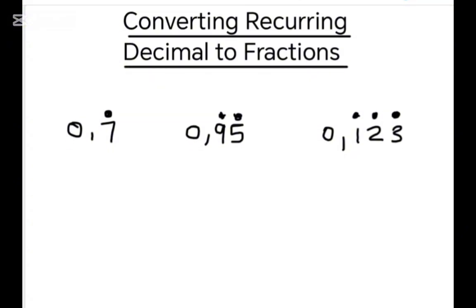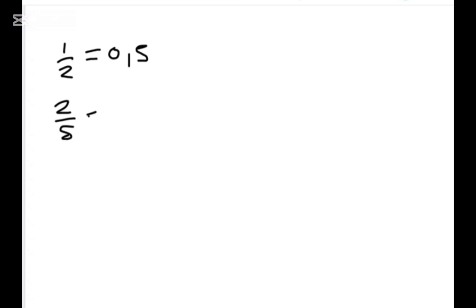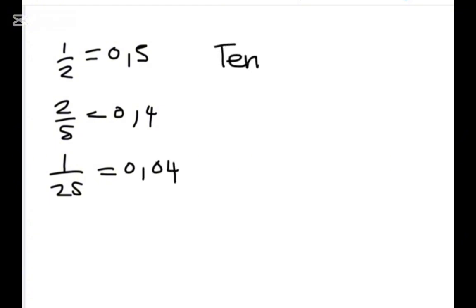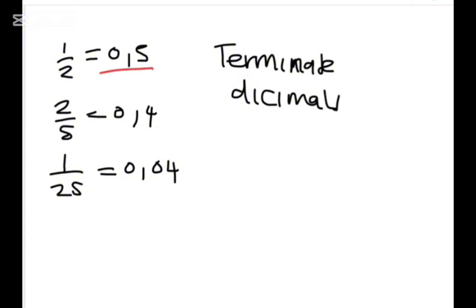What are recurring decimals? You might be asking yourself. You will understand recurring decimals better if you first understand what is happening here. There are fractions like 1 over 2, which you probably know is 0.5, and 2 over 5, which is 0.4. For example, 1 over 25 is 0.04. These are what we call terminating decimals.